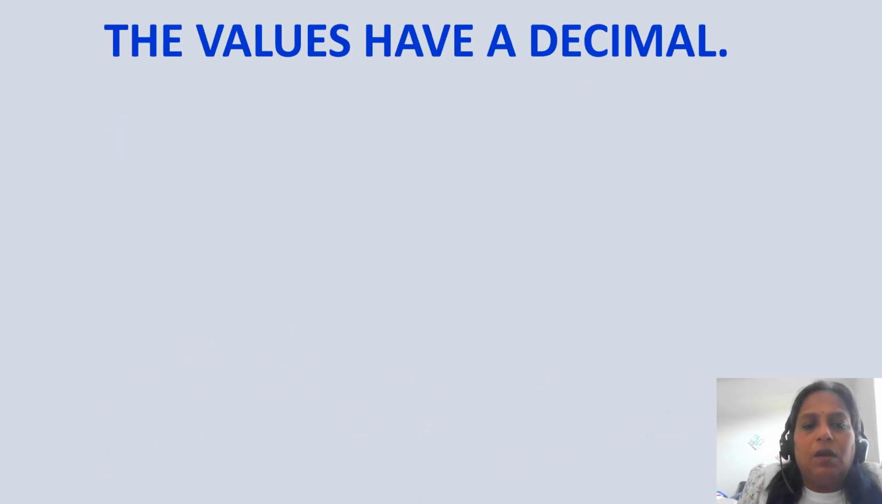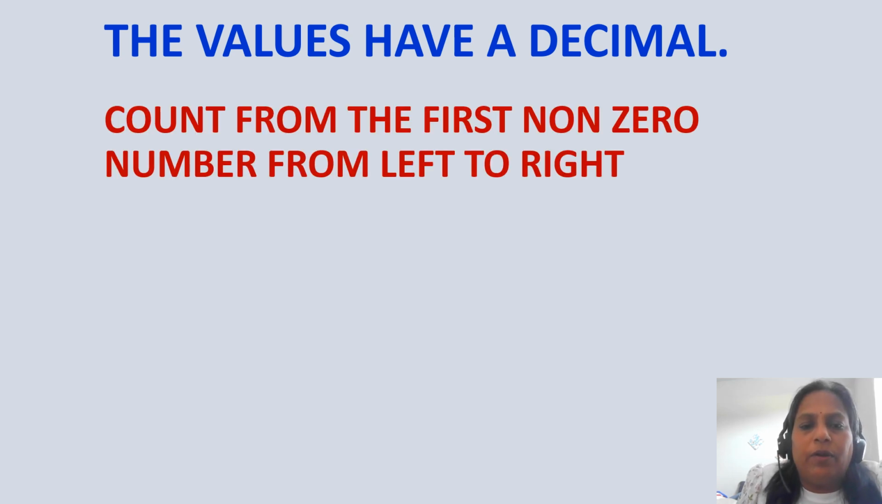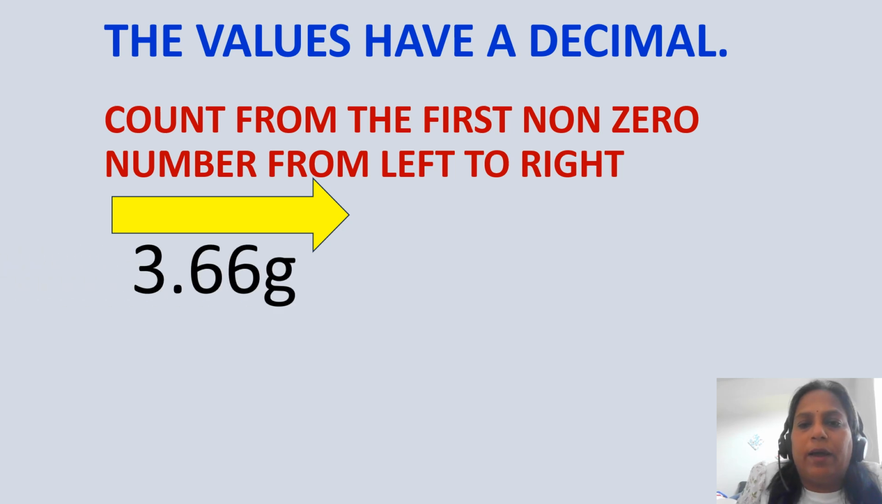We are going to see rule number 1. Now the value has a decimal. That's rule number 1. If the value has a decimal point, count from the first non-zero number from left to right. That is, you would not count any zeros that you have in the beginning of the number.